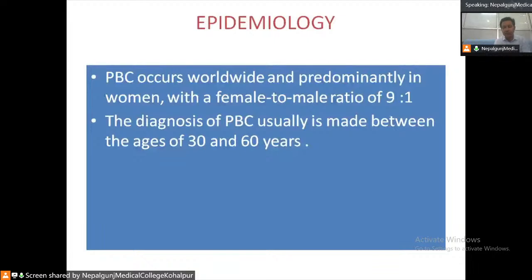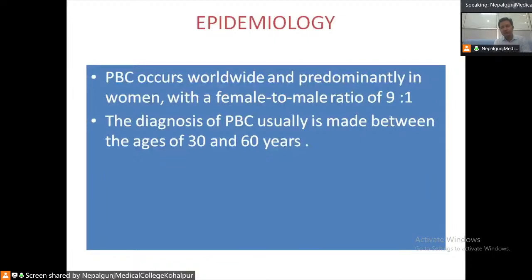Now, why are females more commonly affected? This is an autoimmune disease. So why are autoimmune diseases more common in females? The exact cause is not known, but there are various hypotheses that support why autoimmune diseases are more common in females. Do you have any idea?